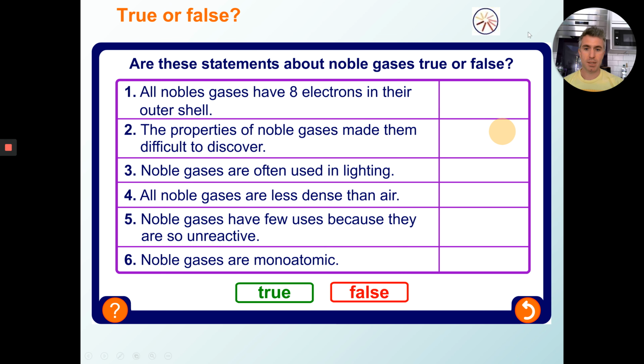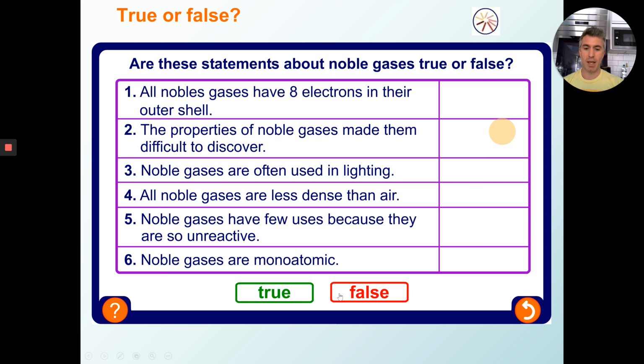Near the end, here we have some examples of some questions. Do all noble gases have 8 electrons in their outer shell? True or false? The properties of noble gases made them difficult to discover. Noble gases are often used in lighting. All noble gases are less dense than air. Noble gases have a few uses because they're so unreactive. And noble gases are monatomic. Let's see the answers.